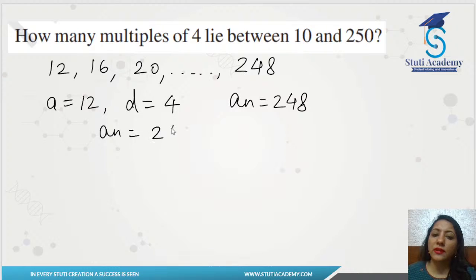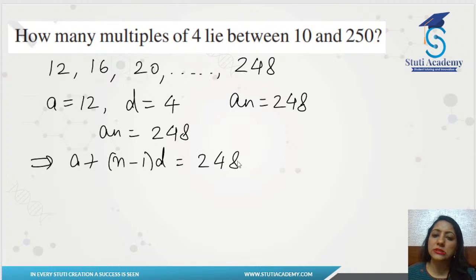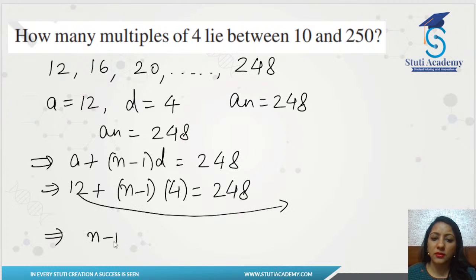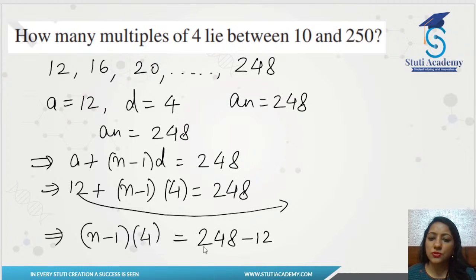So an is 248. That is A plus (n minus 1) into D is equal to 248. And we will take A as 12 and D is 4 here. We can take this 12 on the other side. It will get subtracted. So we will get here (n minus 1) into 4 is 248 minus 12. So if you solve this, you will get 236. So we have (n minus 1) into 4 is equal to 236.